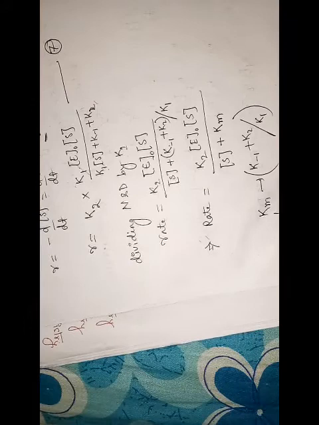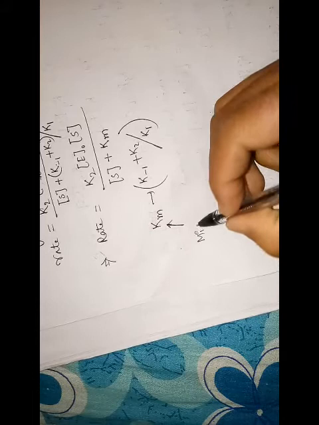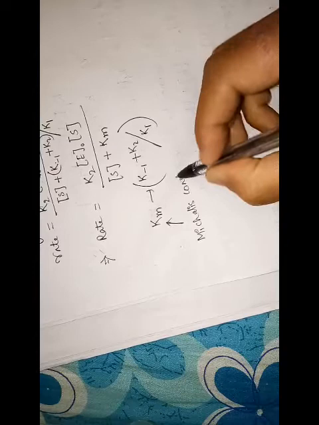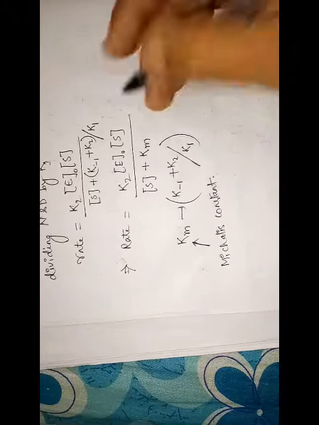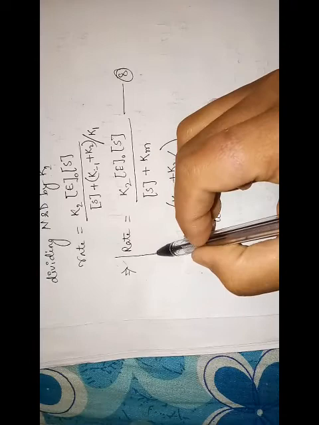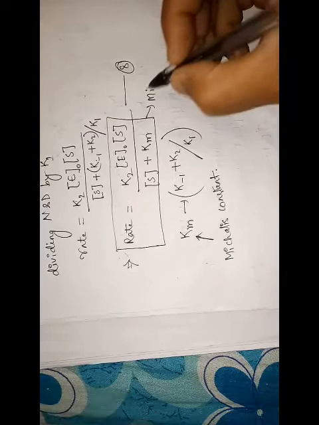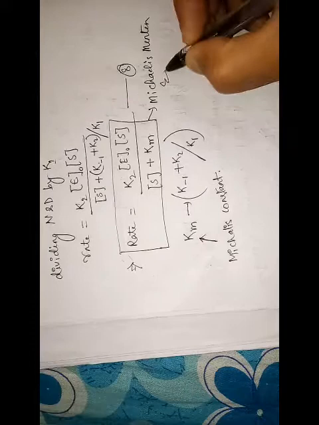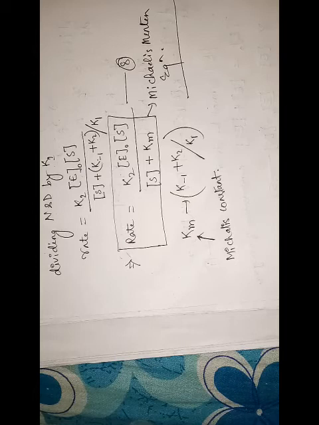And this quantity Km is known as the Michaelis constant. This is known as the Michaelis constant. And this equation number 8, this equation is what we call the Michaelis Menten equation. So this is how we are going to derive the Michaelis Menten equation.